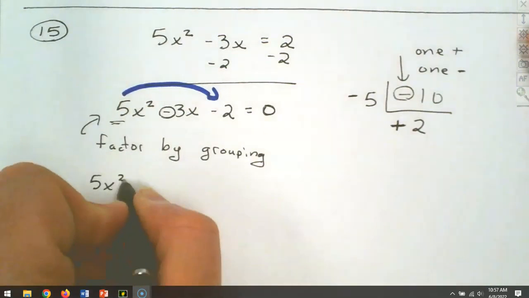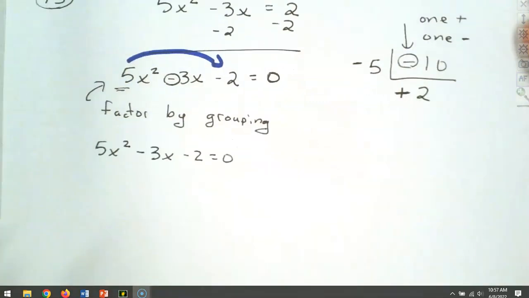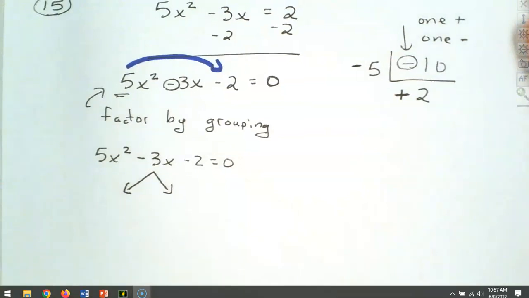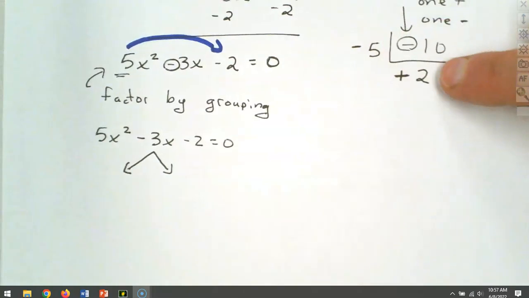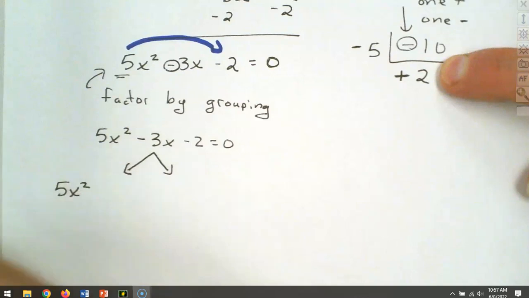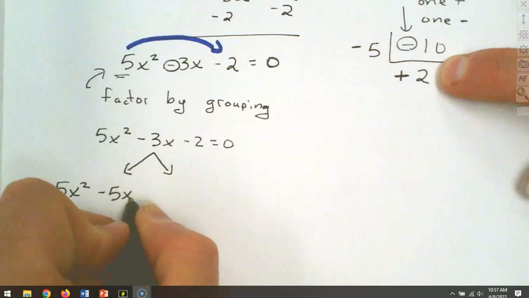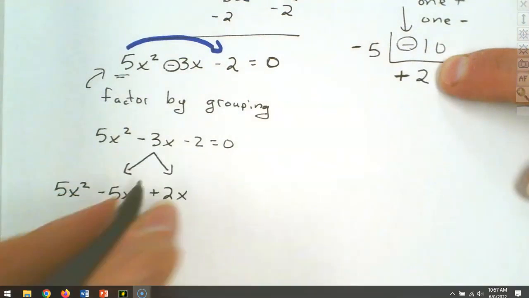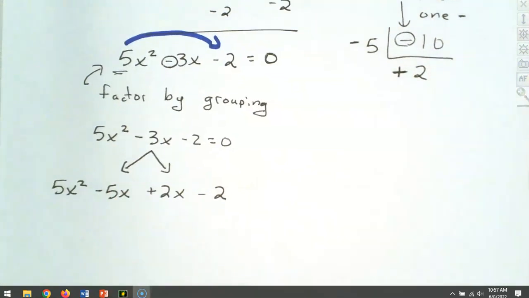And how do we factor it by grouping? Well, when we factor by grouping, what we do is we split the middle up. And what are our two numbers that we found for the middle? Minus 5 and positive 2. So remember how this works. The 5x squared comes down. We split the minus 3x up into a minus 5x and a positive 2x. Those are our two numbers here. And then we've got a minus 2. Now we factor it by grouping.